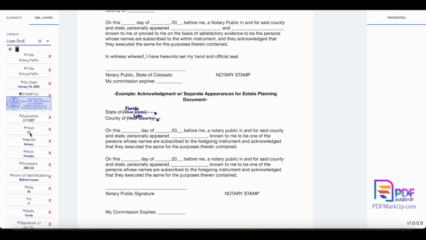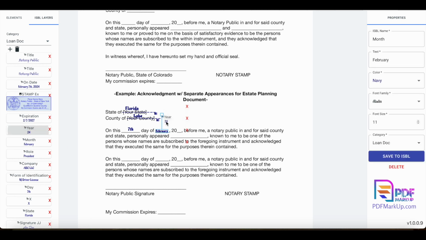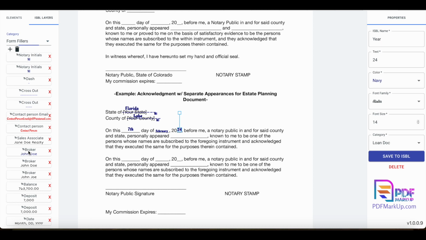We put the date, right? So on this 7th day of February, 2024. Before me, a notary public in and for said county and state personally appeared. You can put the name of the person who personally appeared. In our case, our favorite name is John Doe.